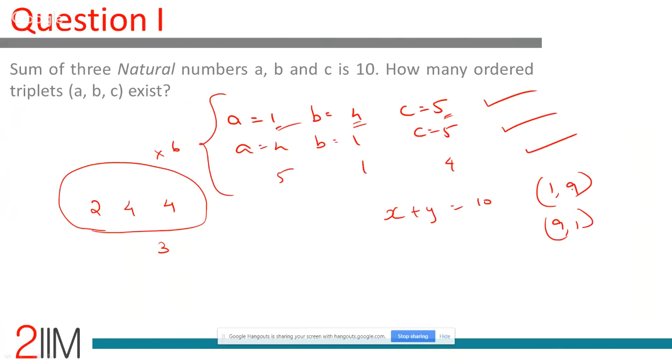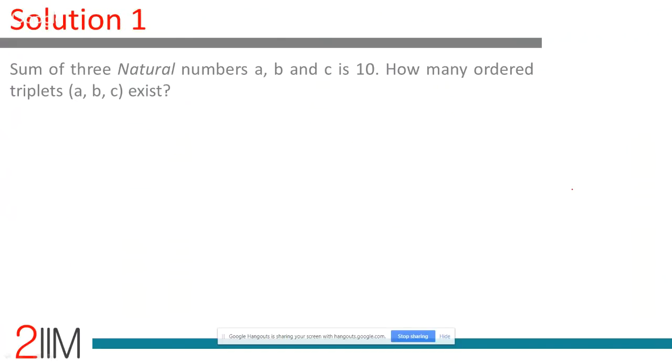Sum of three natural numbers A, B, and C is 10. How many ordered triplets exist? Let's look at this. So three things add up to 10. I'm going to start with 10 sticks: 1, 2, 3, 4, 5, 6, 7, 8, 9, 10. And so it's like saying I'm going to allot these 10 sticks, or 10 ones, if I can call them that, into three boxes.